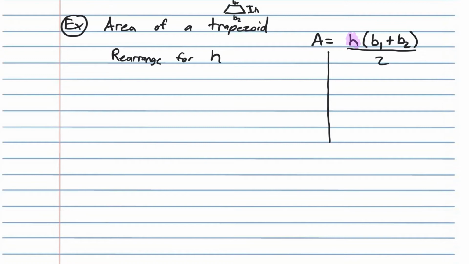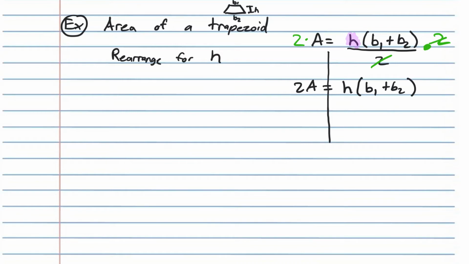Remember, fractions are division. So the inverse, to get rid of that 2, the inverse of division would be multiplication. So what we can do is we can multiply, switch to a pen, we can multiply both sides by 2. Okay? So what that causes to happen is that these 2's cancel each other out. And we're left with this. 2 times A will leave us 2A. We still have H, and then parentheses, B1 plus B2.